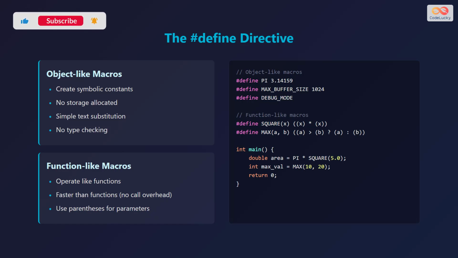Second, function-like macros. These operate like functions but can be faster because there's no function call overhead. Make sure to use parentheses around your parameters to avoid unexpected behavior. For example, you can define SQUARE(x) as x * x, or MAX(a, b) as a > b ? a : b.